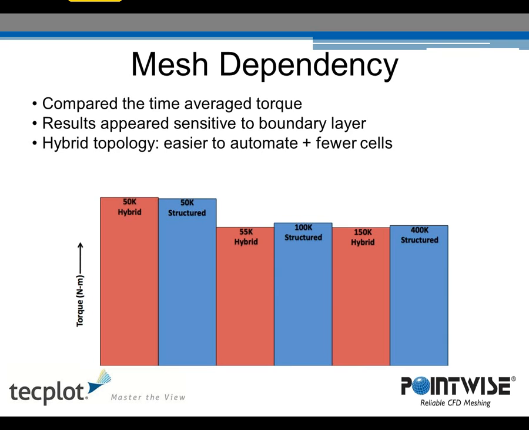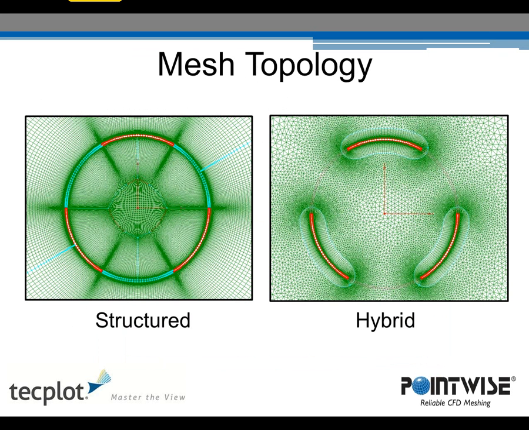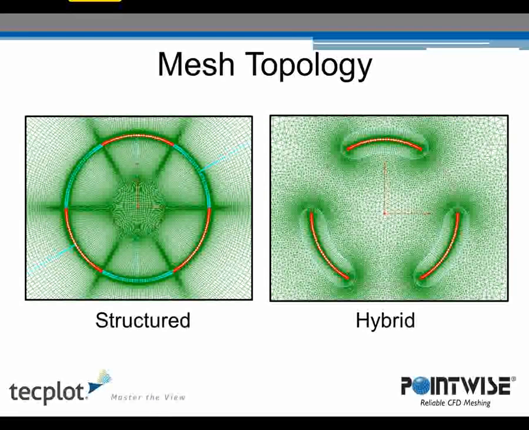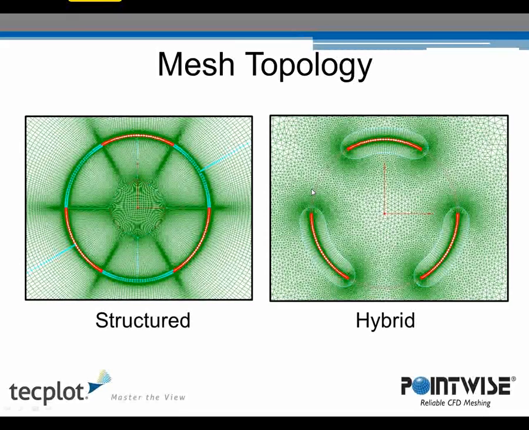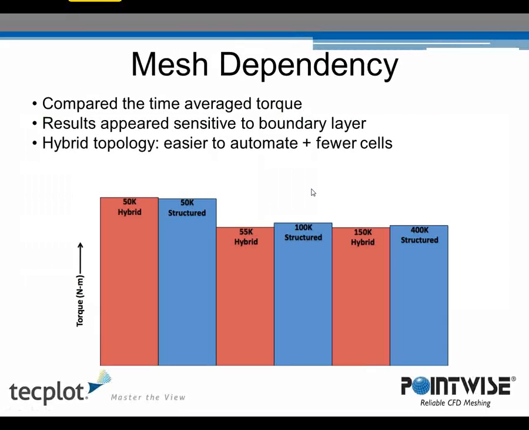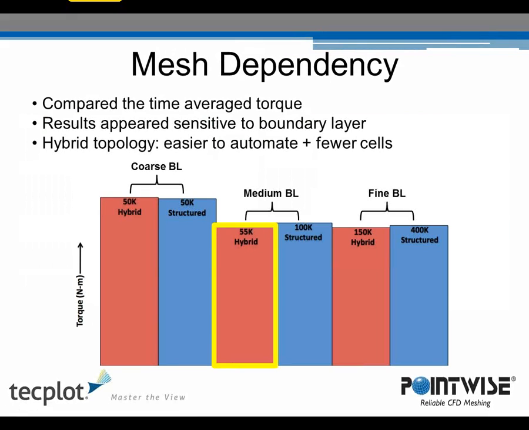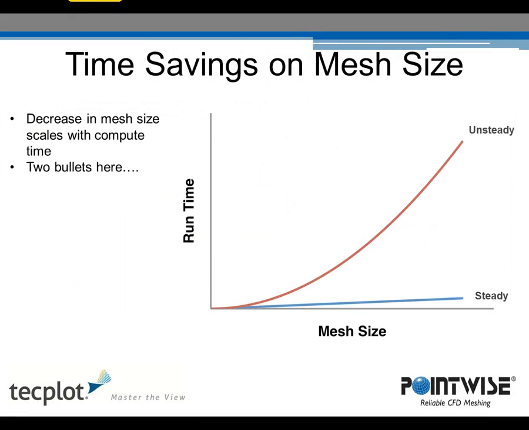If we back up to the previous slide, we can see why. For the structured mesh, the high resolution near the blades is unnecessarily propagated into the far field, and this doesn't happen with the hybrid approach. So for optimization, the savings in the number of cells is actually very important.